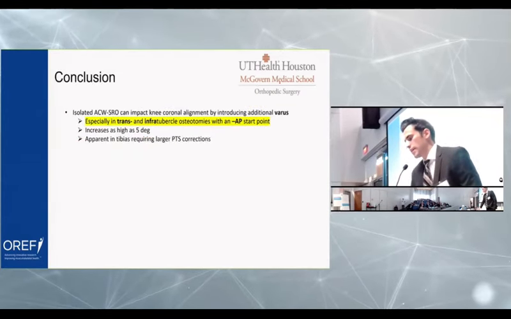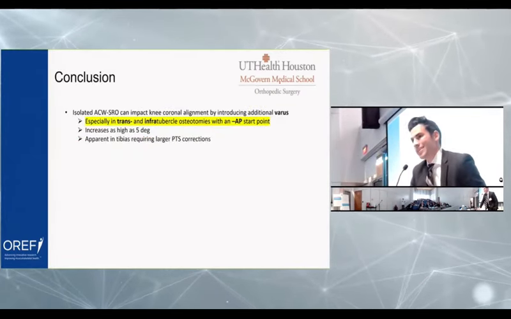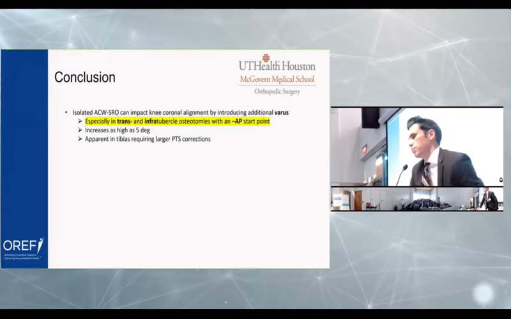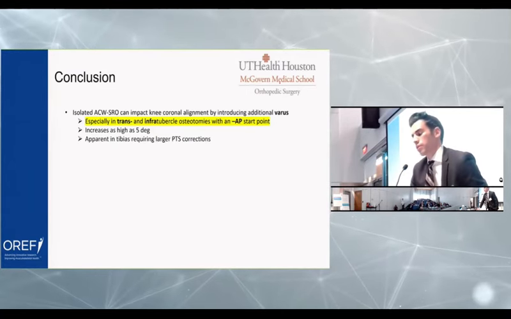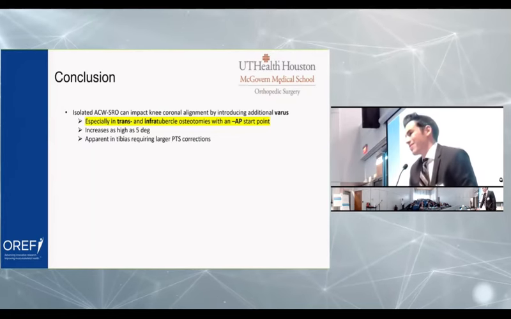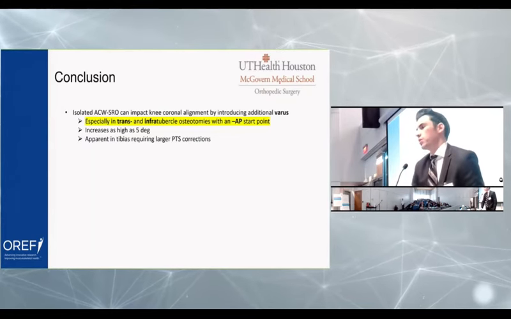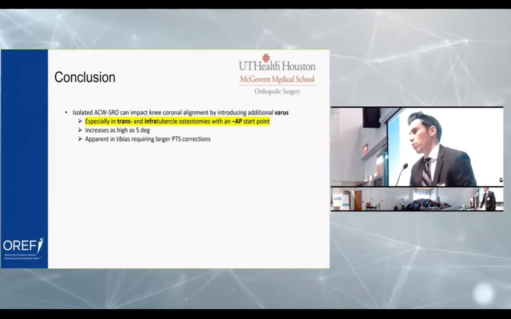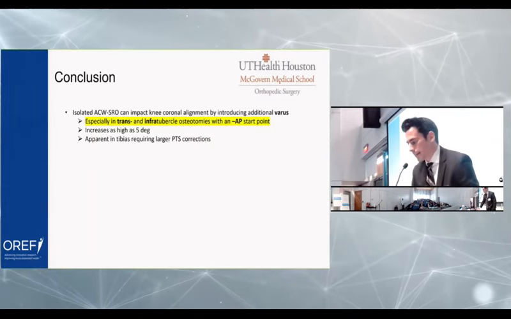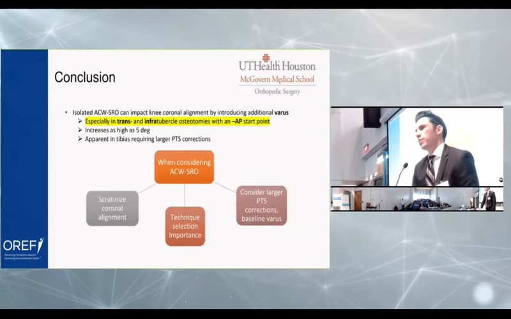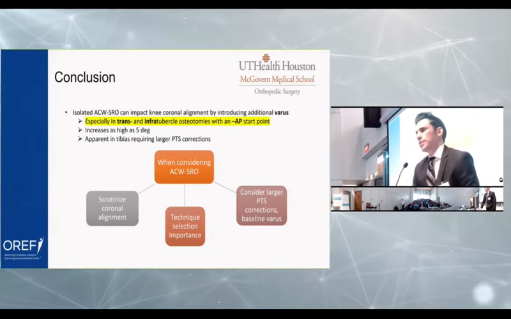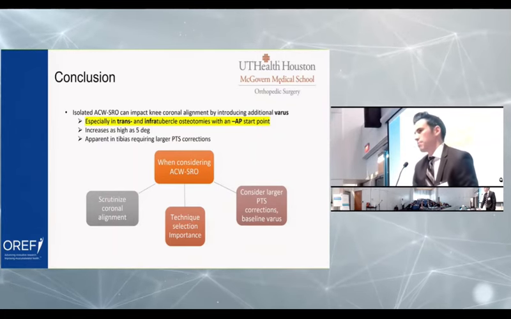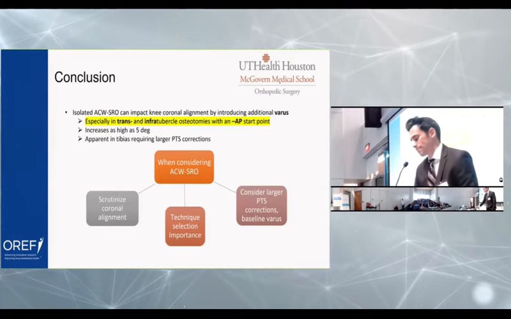So in conclusion, isolated anterior closing wedge slope-reducing osteotomy does and can impact coronal alignment of the knee, especially in transtubercle and infratubercle osteotomies when you do not start the osteotomy over the tibial tubercle. We saw increases as high as 5 degrees, which obviously we couldn't look at whether this was clinically relevant, but would imagine that anyone, especially if they're starting with some baseline varus, a 5-degree change in coronal alignment would impact the overall balancing of their knee. So it's really important when considering doing this procedure: number one, scrutinizing the patient's preoperative coronal alignment, considering the amount of slope you're going to have to correct, and then based upon these factors, deciding which technique you want to use.